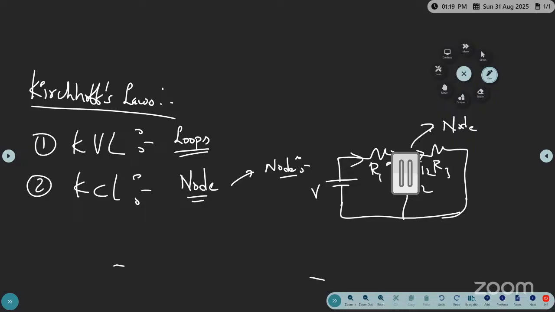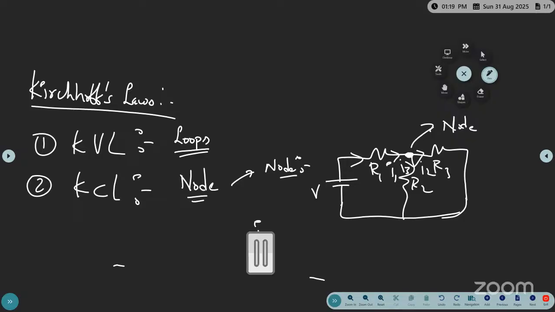Now at this node, which currents are entering towards the node? Only I1. I1 is entering towards the node, it is coming towards the node. Which currents are leaving from the node? I2 and I3 are leaving from the node.